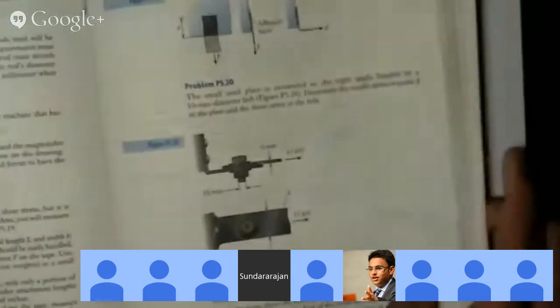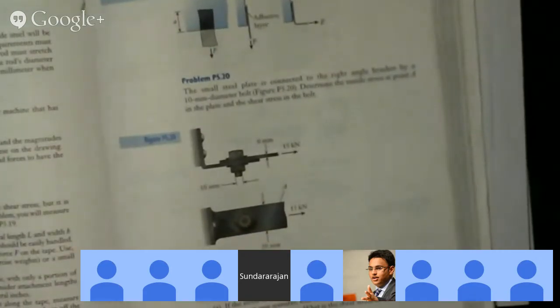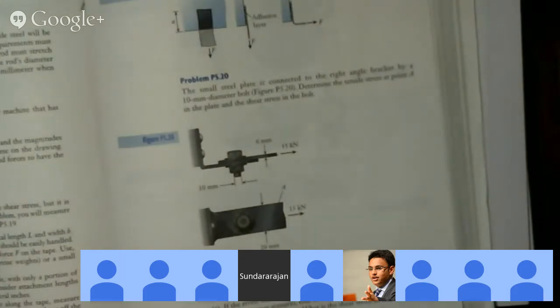Okay, then do this. Give me 1 second. What page of the book is it? I just got a book. What page is it on? 231. 231.